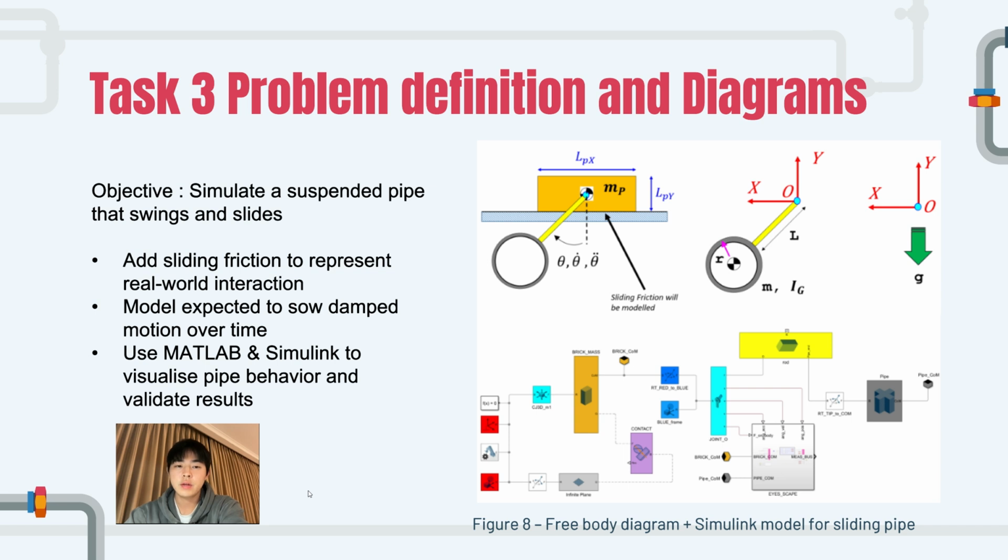In task 3, we extended the suspended pipe system by introducing horizontal sliding along a surface. Instead of only swinging, the pipe can now move side to side, and friction between the pipe and the surface is modeled to replicate real-world conditions. The goal of this setup was to observe how friction affects the dynamic behavior of the system, specifically how it dampens the swinging motion over time. We used this model to examine both angular and linear motion and validate it using MATLAB and Simulink simulation tools.